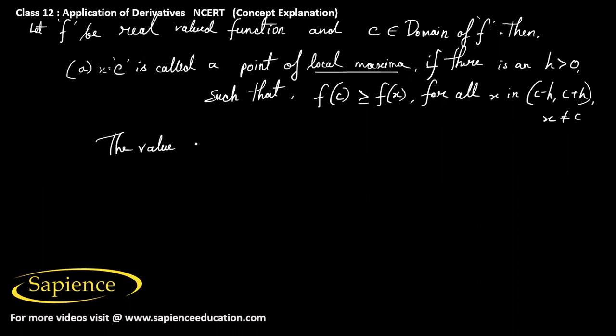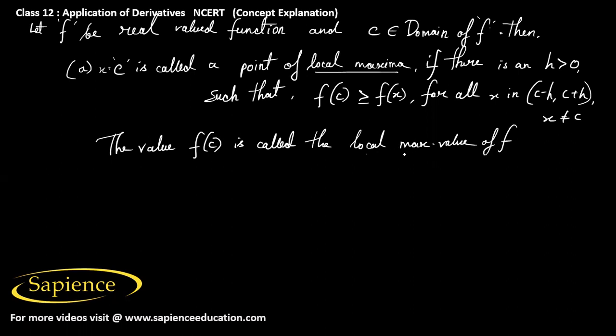It will be called a local maxima if the function f of c is greater than or equal to f of x for all x in c minus h to c plus h, where h is a very small number greater than 0. So the value f of c is called the local maximum value of the function f.